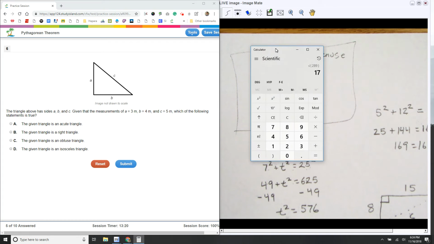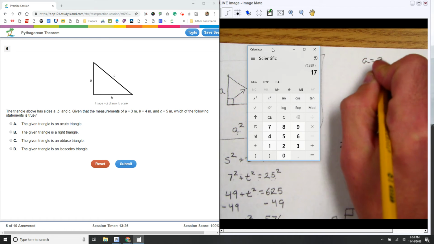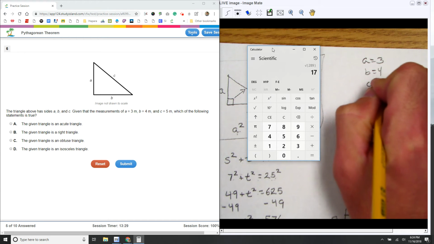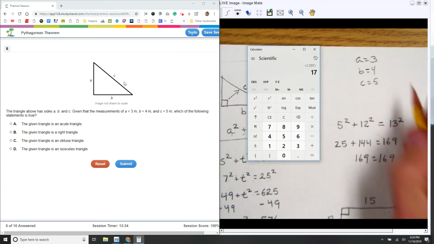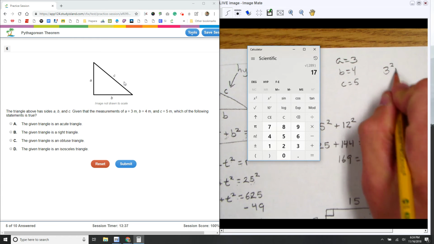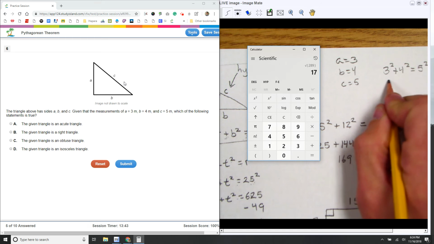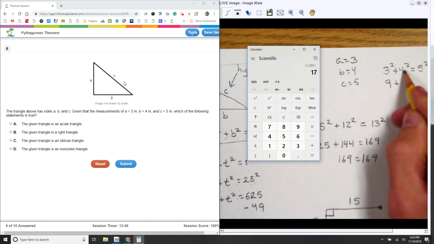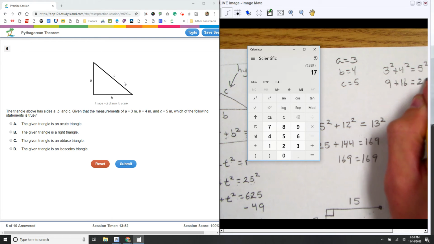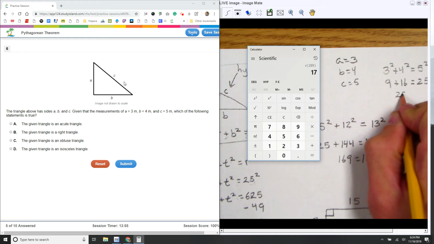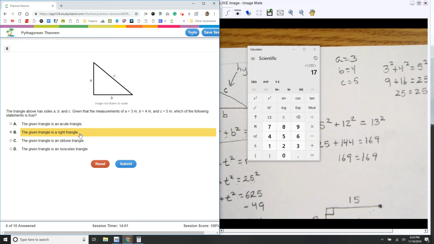A is 3. B is 4. And C is 5. In this triangle, the hypotenuse is the long side C. So we're going to check and see, is 3 squared plus 4 squared equal to 5 squared? Well, 3 squared is 3 times 3, which is 9, plus 4 squared is 4 times 4, which is 16, equals 5 squared, which is 5 times 5, which is 25. 9 plus 16 is 25. And so they are equal. That checks out. So it is a right triangle.